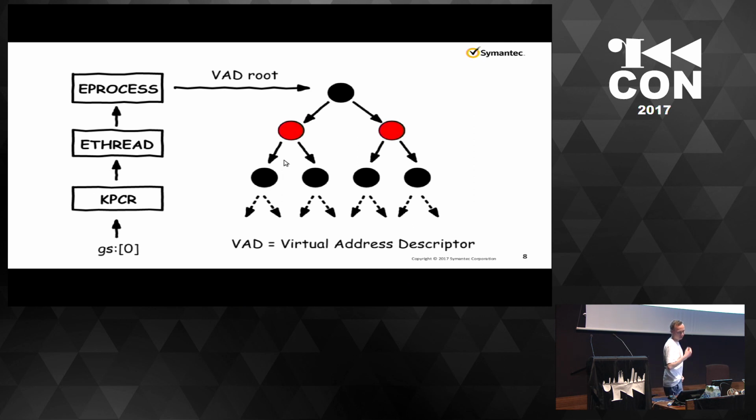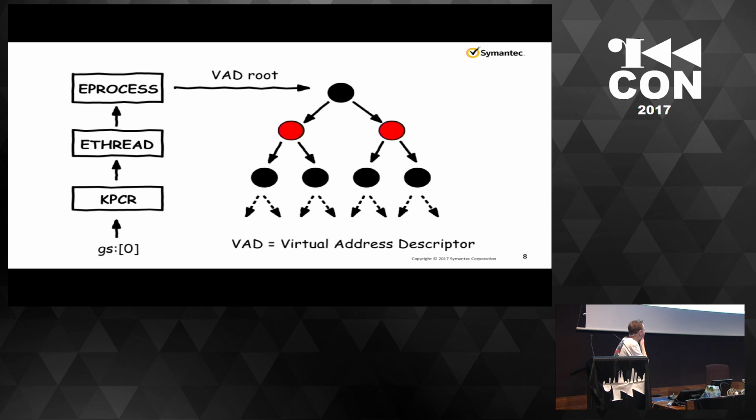What this ends up being is that from the GS, you can grab the kernel processor control region. From that, you can get an ETHREAD. From that, you can get the process, and each process on the system will have something called a VAD root, a virtual address descriptor, which you can see quite clearly is a red-black tree. I'm quite happy with this illustration.